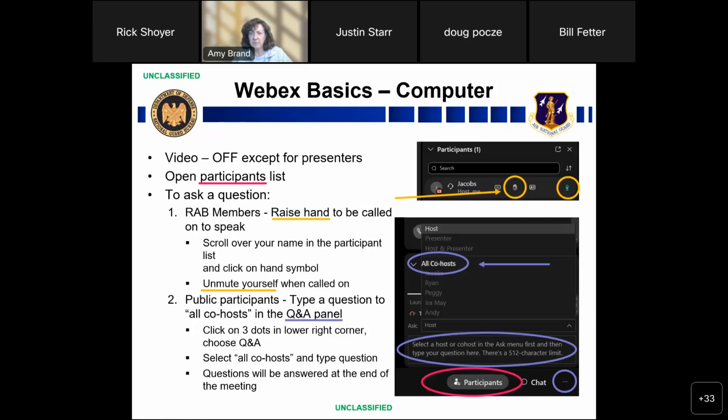For people participating from the public who have questions, you can type a question into the question and answer panel. To get to that, in the lower right corner, there are three little dots, or there may be a little square with a question mark in the corner. If you click on that, it'll open the question and answer panel, and please direct your question to all co-hosts. That way the team will be able to see your question. You can type in your question at any point during the meeting, but we will address them at the end. This is for public participants. Next slide, please.